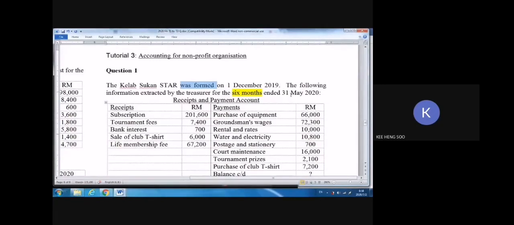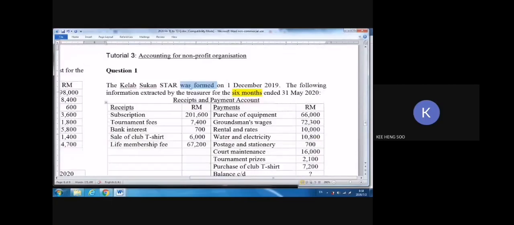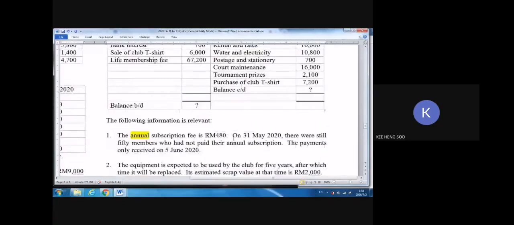So which part can you understand? First one, the annual subscription, the payment. That's why this is the thing that I want you to discuss in tutorial. I purposely say that you start from 1st December, then the information is only for 6 months, but the subscription is for 1 year. So I want you to discuss in tutorial how to adjust for this subscription. Understand?